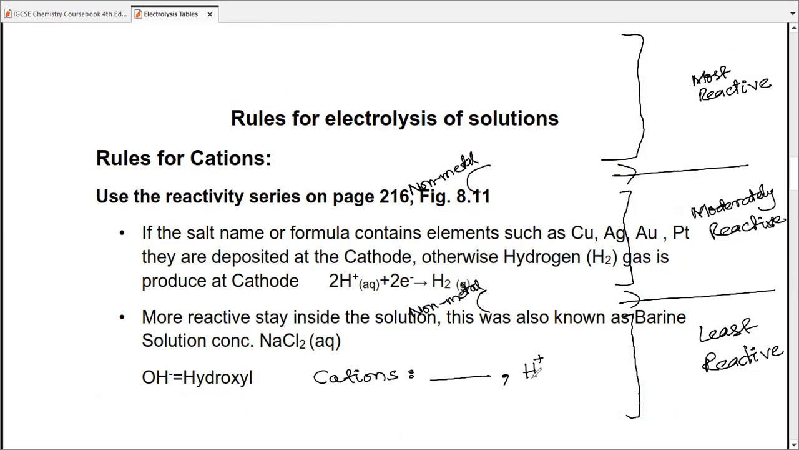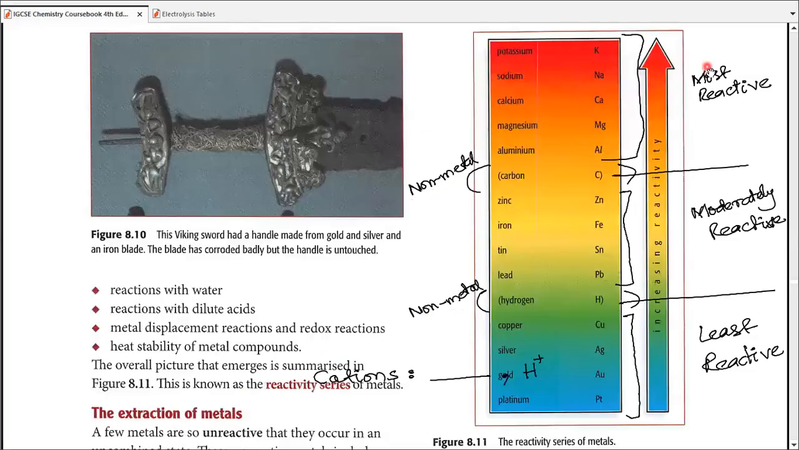So what happens is that we need to make sure that we can compare every cation on the list with hydrogen. Take a look. Hydrogen is present at the second junction. It's actually more towards the lower part of the reactivity series. If I compare the rest of the elements of the reactivity series with hydrogen, I would find most of them to be more reactive than hydrogen. The only ones that are less reactive than hydrogen in order are copper, silver, gold, and platinum.